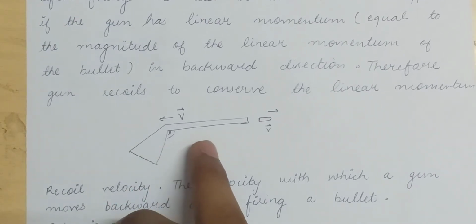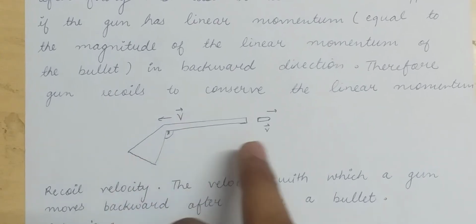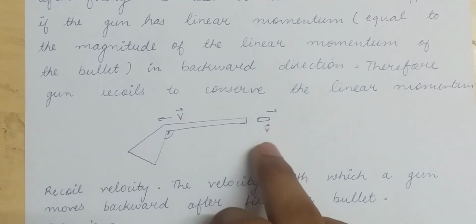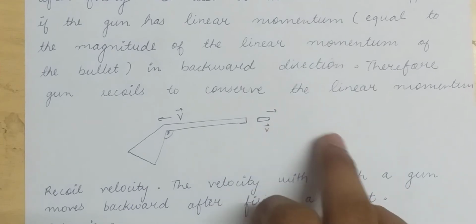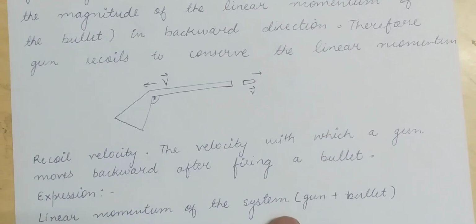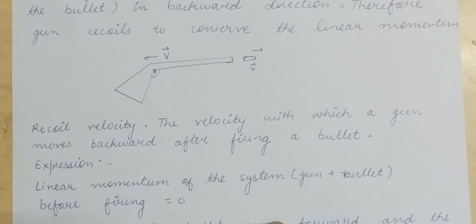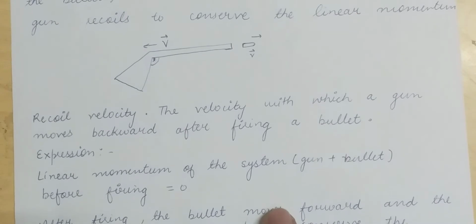This is the gun. It moves with velocity V in the backward direction. This is a bullet that will move forward with velocity v vector. Recoil velocity. What is recoil velocity? The velocity with which a gun moves backward after firing a bullet.